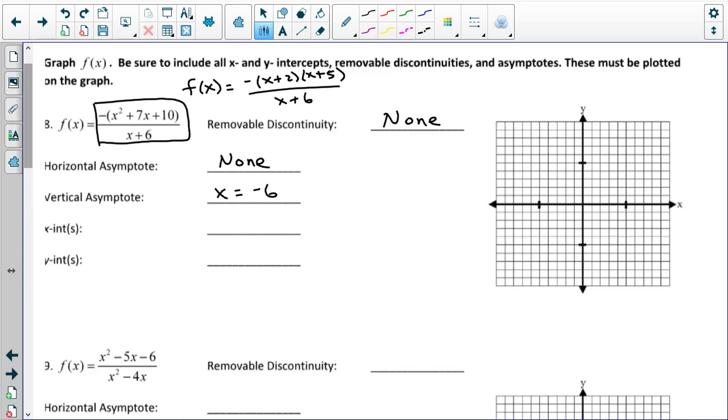So if I do synthetic division with negative 6, because x plus 6 gives me a root at negative 6, and I have negative parentheses x squared plus 7x plus 10, I could rewrite that as negative 1, negative 7, negative 10 when I distribute everything. And then what I have is a remainder of negative 4 after I use synthetic division.